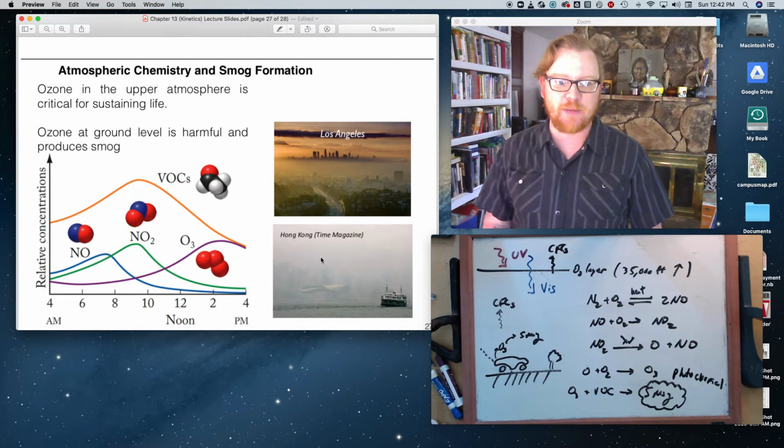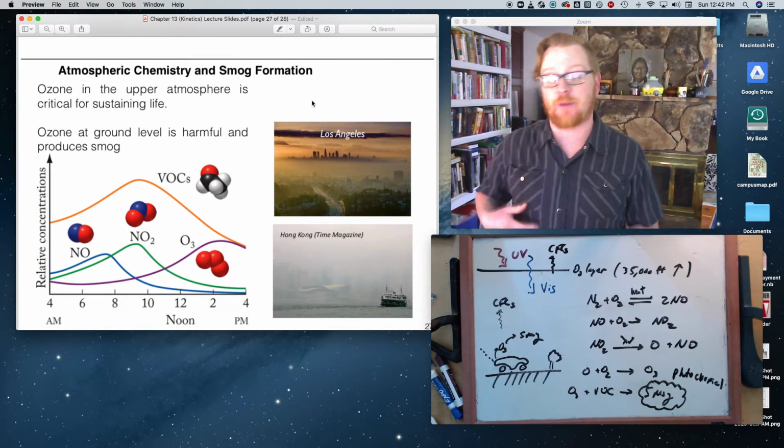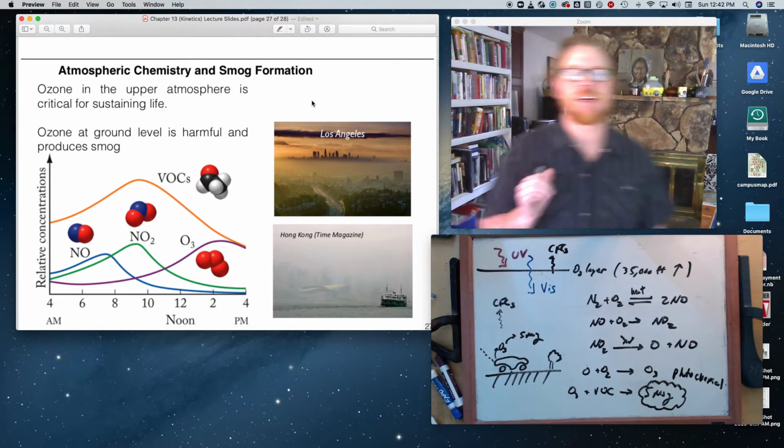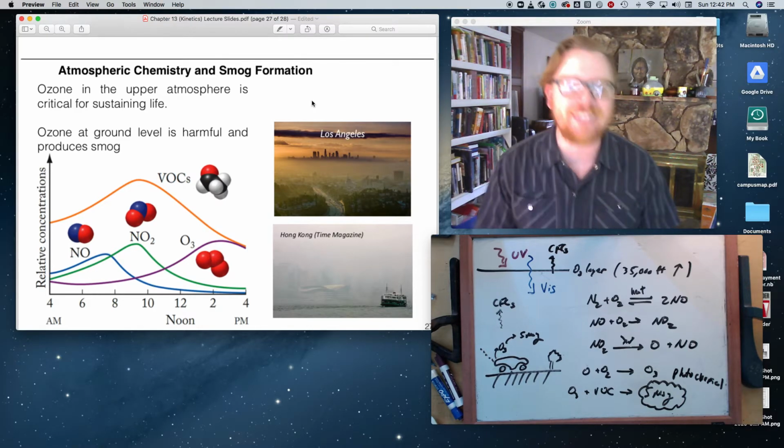And so you can see these pictures of like Hong Kong and Los Angeles. Those of you that are from LA or even the Bay Area, you're used to what smog looks like. Interestingly, what's going on right now, this is historically unprecedented.